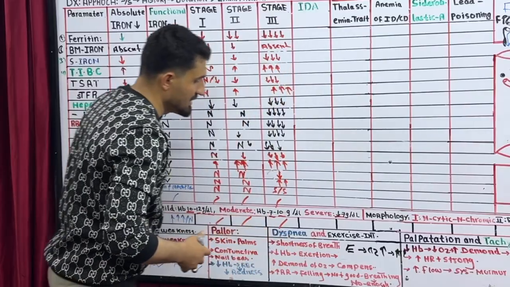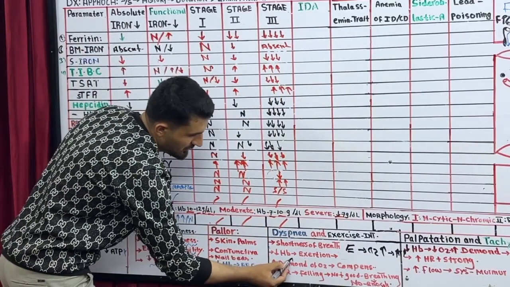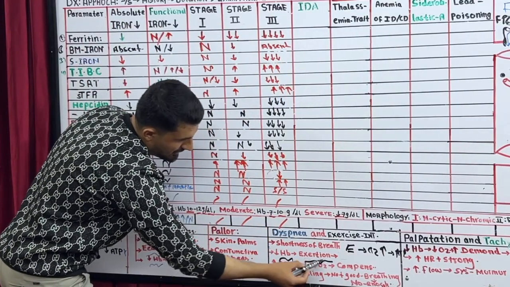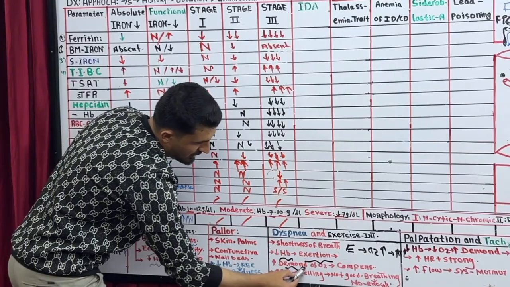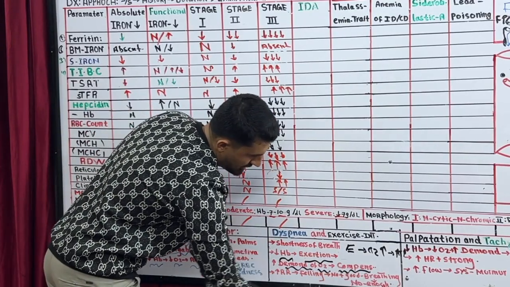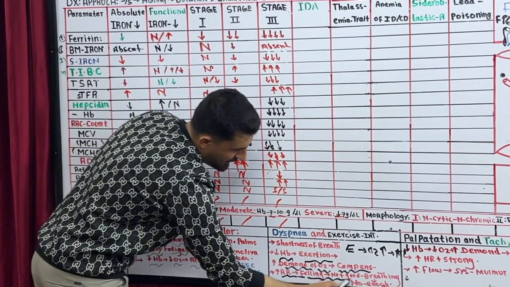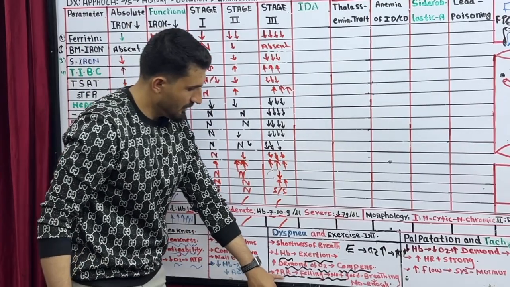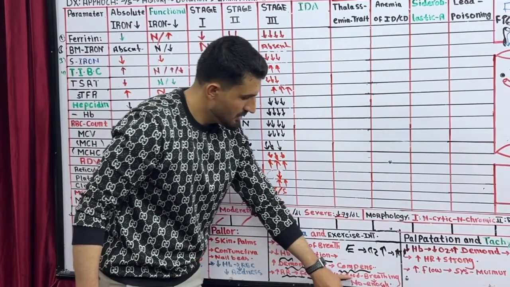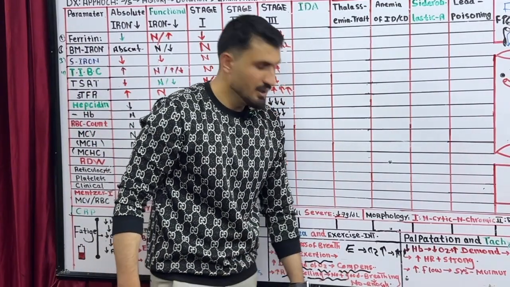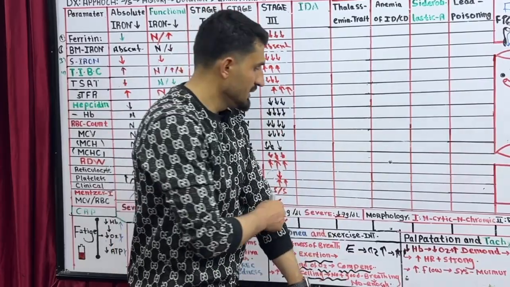That's called shortness of breath, and that's due to less HB, and during exertion the demand of oxygen increases, the compensatory mechanism activates, like I talked about. So respiratory rate increases, the patient feels not good, and breathing is not enough for oxygen.